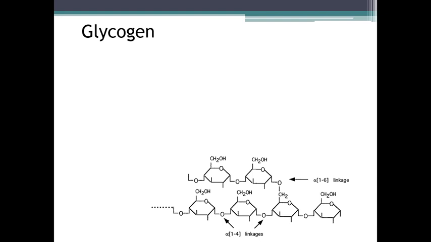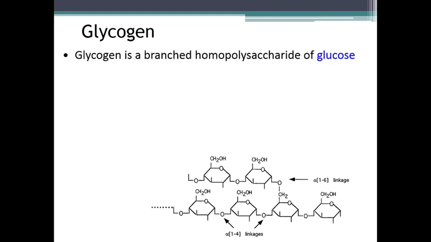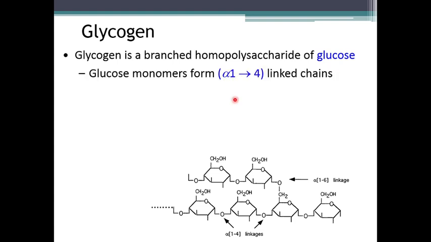Glycogen is an example of a polysaccharide. Glycogen is a branched homopolysaccharide of glucose. Remember that, a homopolysaccharide of glucose. Glucose monomers form 1,4 linkages, as shown here. This is 1, and in this case, this is 4. So 1,4 linkages, that's a glycosidic bond.